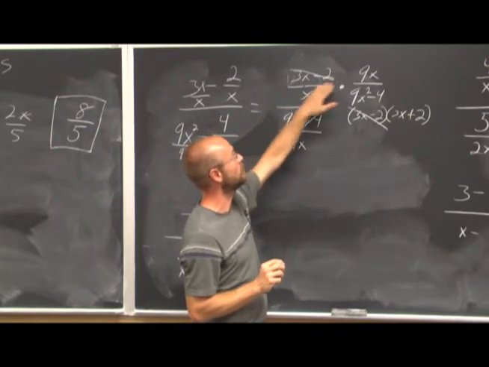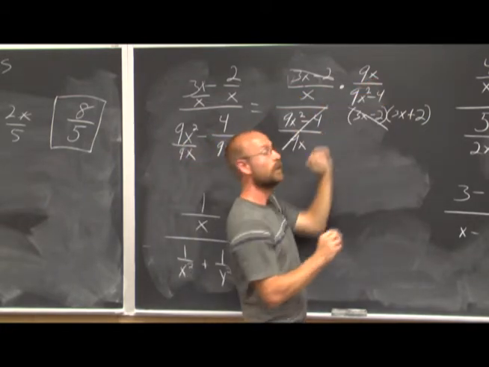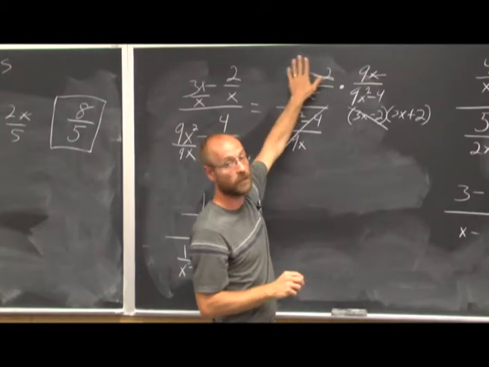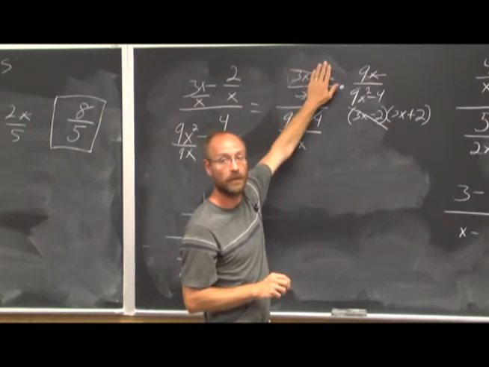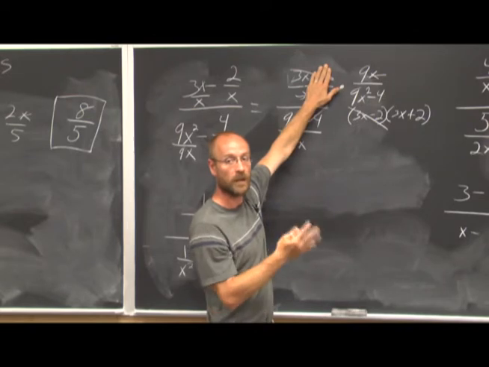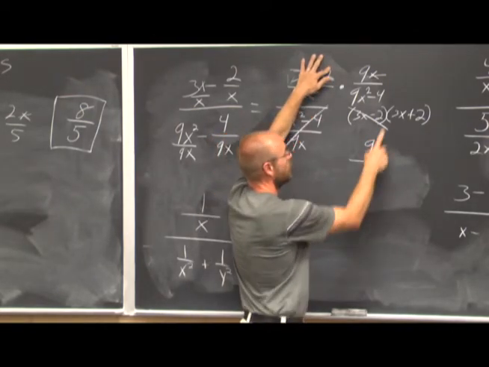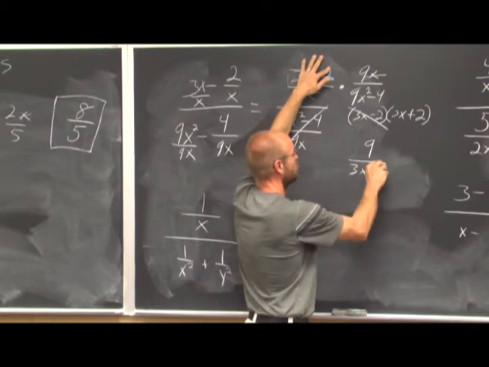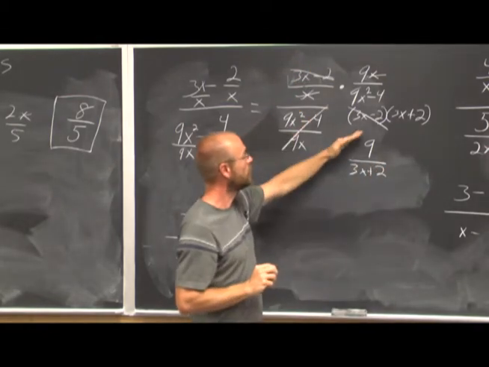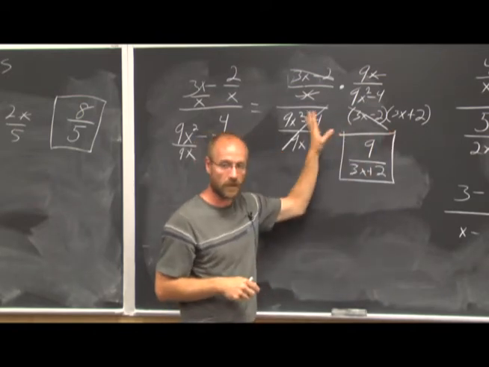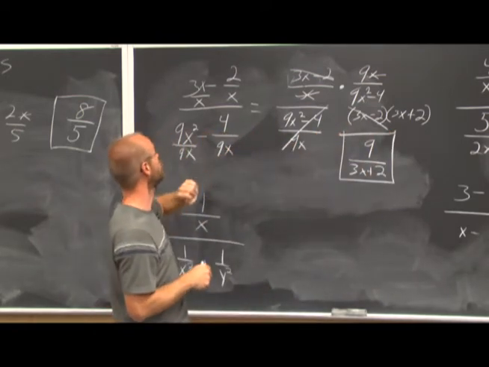I have an x in the denominator, an x in the numerator. We can reduce that to 1. Essentially, our answer is here. We just have to put it all together. I have a 9 in my numerator and a 3x plus 2 in my denominator. This is the simplified version. And now, let's just step back for a moment and review what we just did.